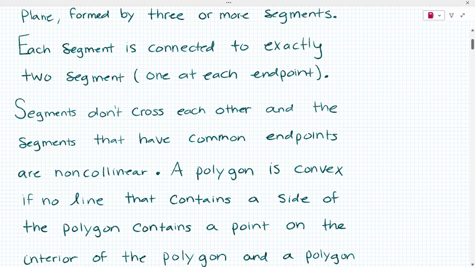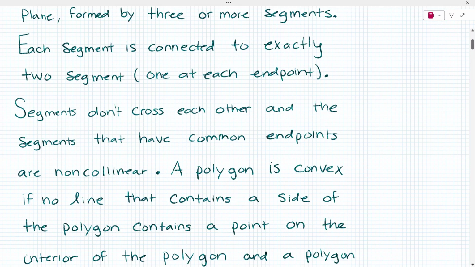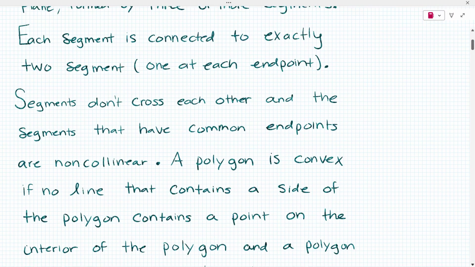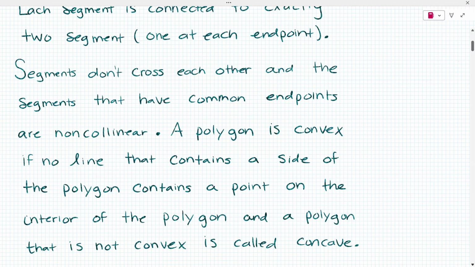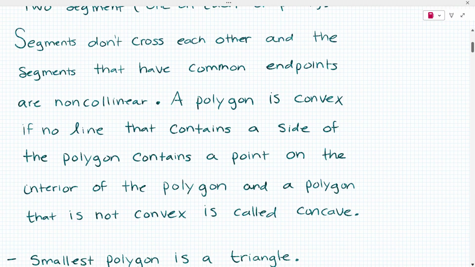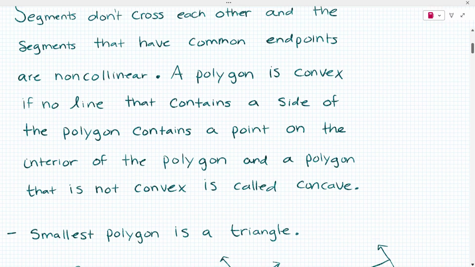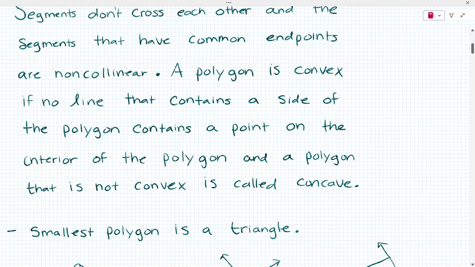So a polygon is convex if no line that contains a side of the polygon contains a point on the interior of the polygon, and a polygon that is not convex is called concave. So what does all this information mean? You'll see when we do an example.